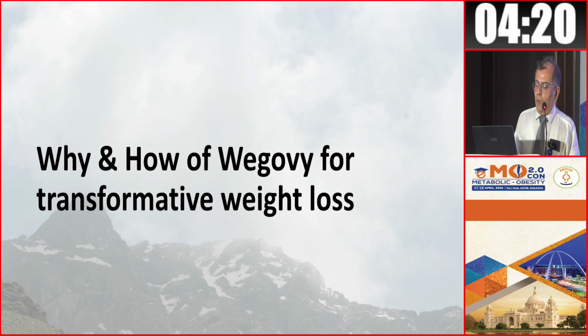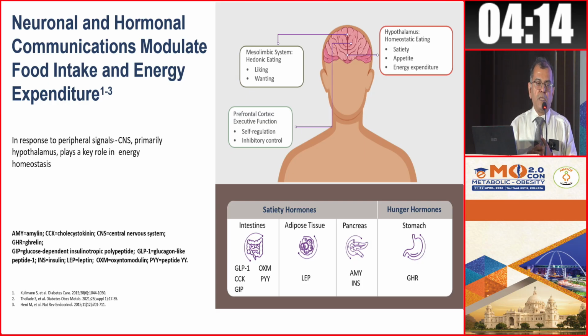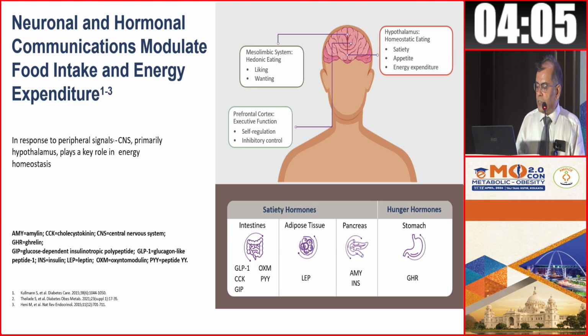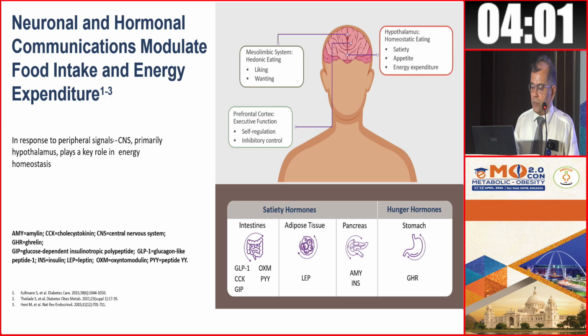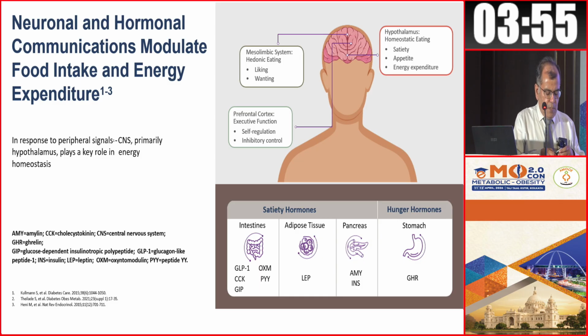So how and why does Wegovy transform the weight loss? Basically, this is the neural and hormonal modulation update. This class of molecules acts on our brain hypothalamic homeostatic settings. So basically, they lead to an increased satiety, a reduction of appetite, and also an increased energy expenditure. This is something which is very important, and as we know, at the bottom of your list, you can see the satiety hormones.